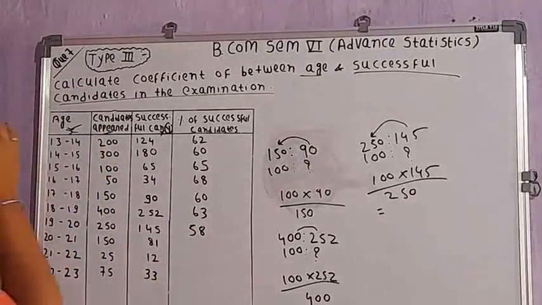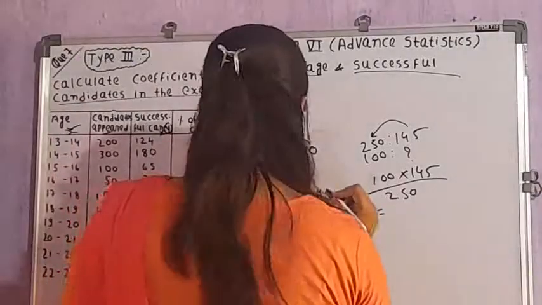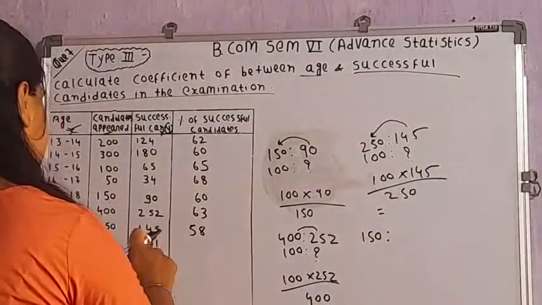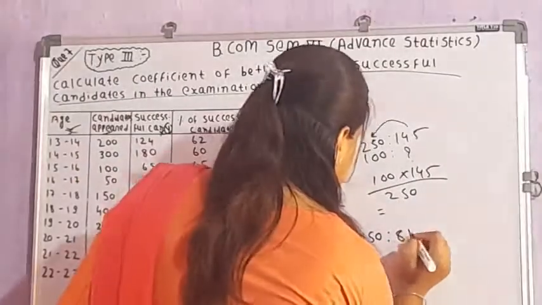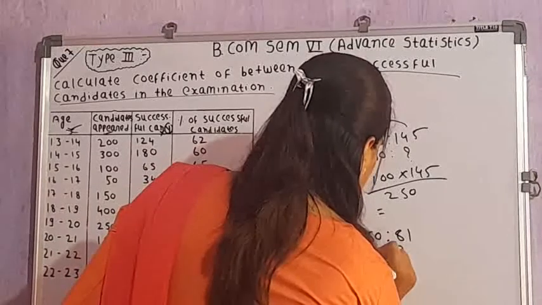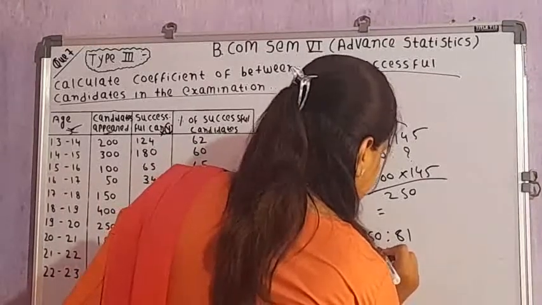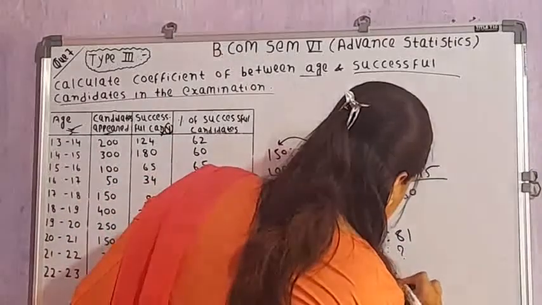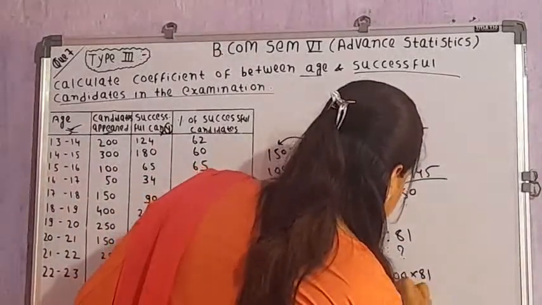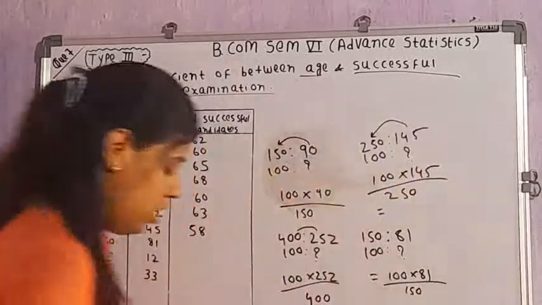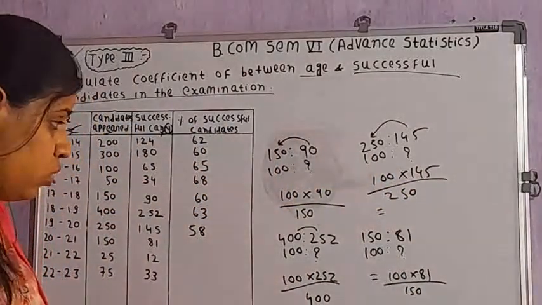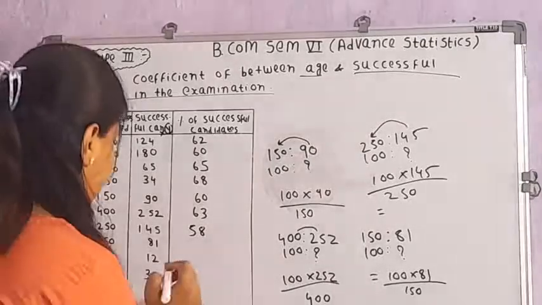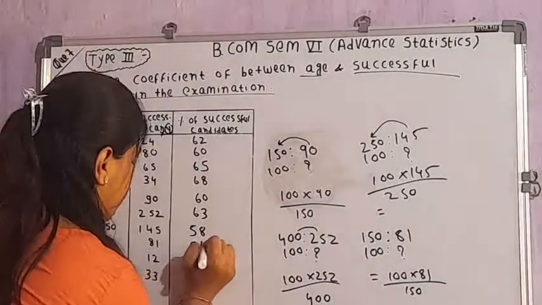Then for the next age group, 150 candidates have appeared, out of which 81 candidates have passed. So how many candidates will pass out of 100? Why 100? Because we are taking out the percentage. That is why we are taking the basis of 100. So 100 into 81 divided by 150. So it comes to 54. Here we will write 54.